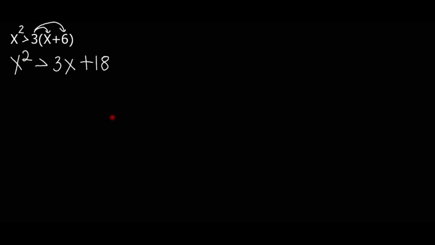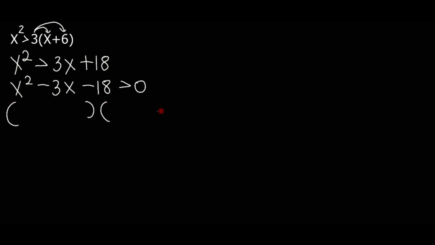So from there I will try to get it into the standard form. I want one side to be 0, so we have x squared minus 3x, and then 18 changes its sign and becomes minus 18, and then greater than 0, because we brought everything to the left hand side. So from there we can factorize.